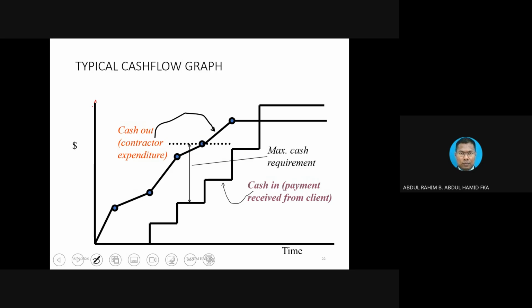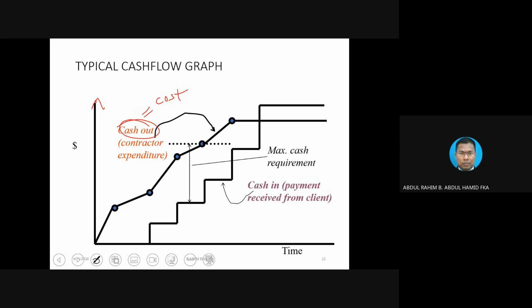Okay, for instance, you can plot two graphs. What is the graph? Cash out. Remember, cash out is equivalent to the cost distribution. Okay, cash out. And of course, why do we draw it a little bit higher than the payment? This is the issue. What we call the normal way.